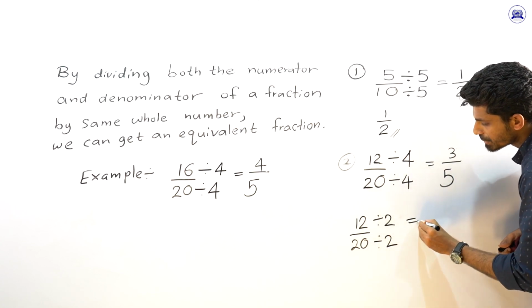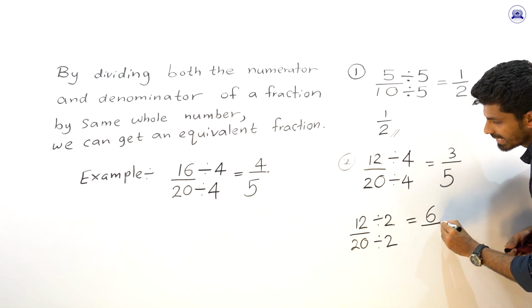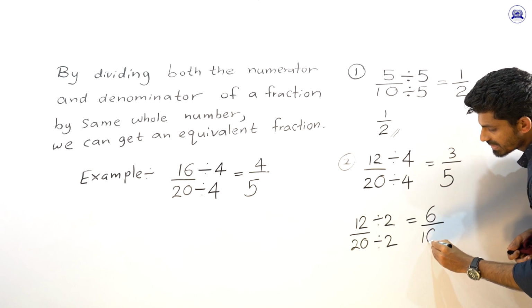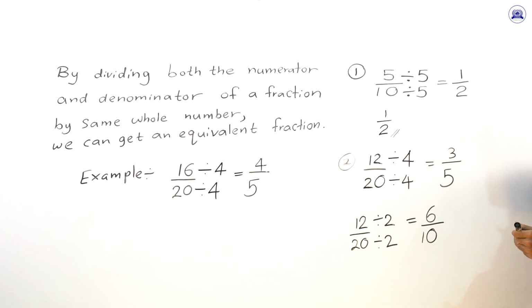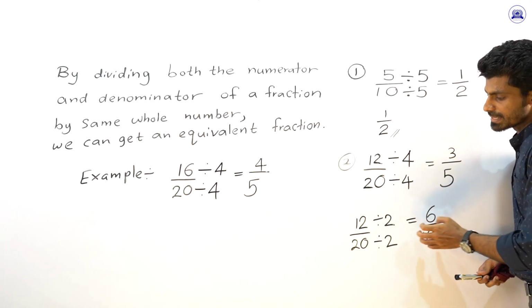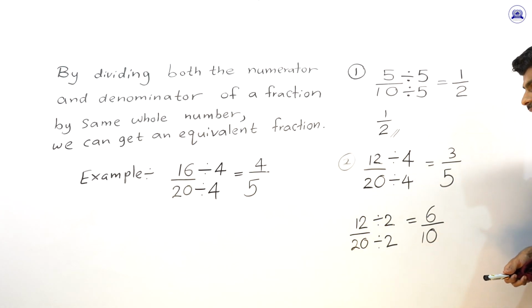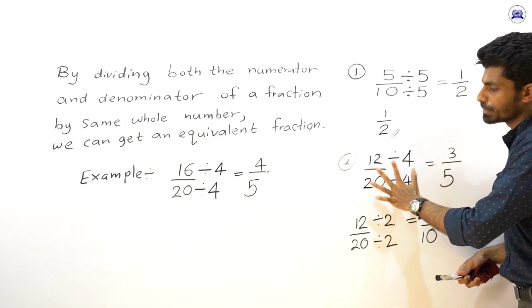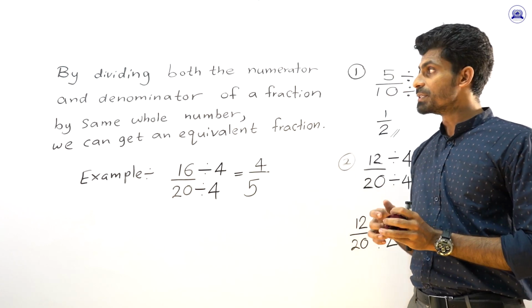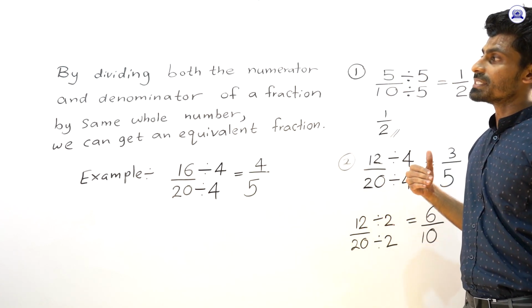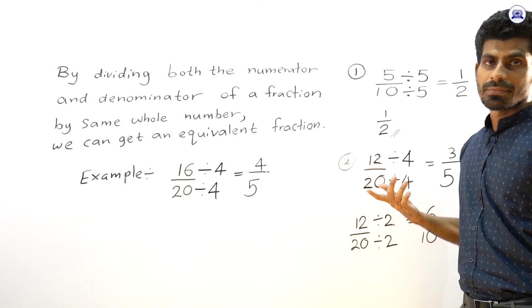12 divided by 2, 6. 20 divided by 2, 10. So 6 over 10 is equivalent to 12 over 20. So I hope this one is very clear for you. Now let's move to the comparison of fractions.